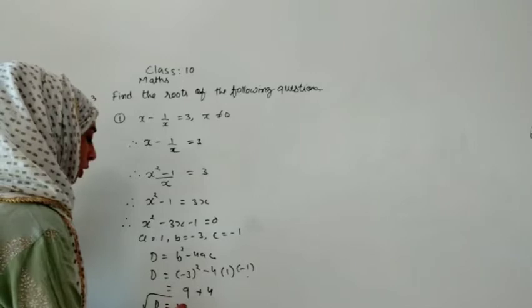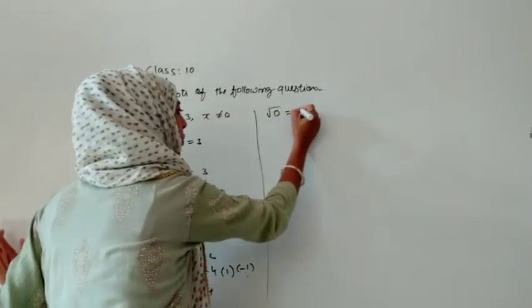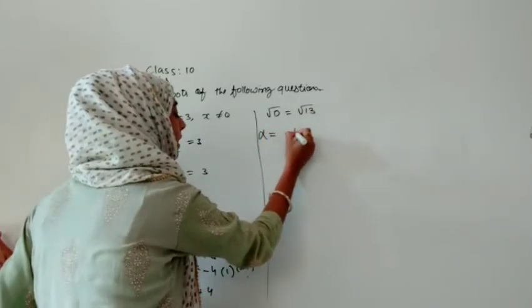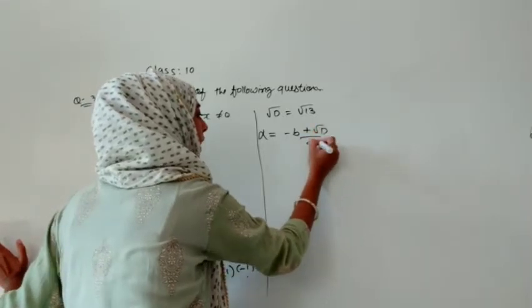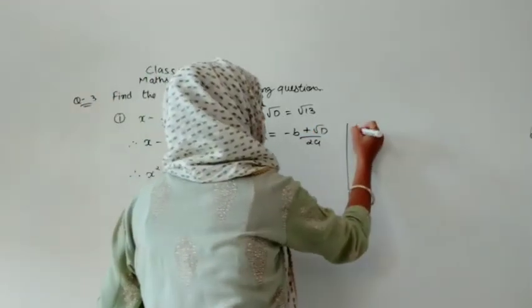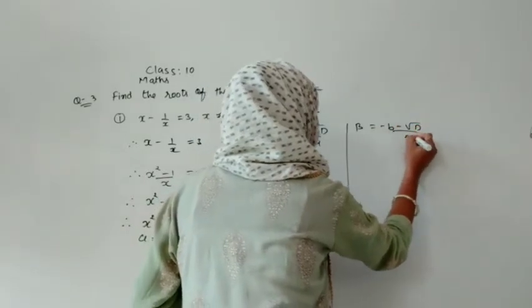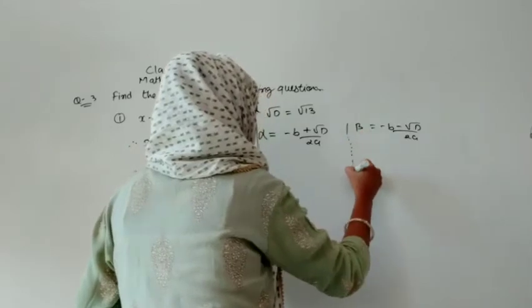Now take root on both sides. Taking root on both sides, under root d will become under root 13. Now we have to find alpha, that is minus b plus under root d by 2a. And beta will be minus b minus under root d by 2a. Here we ended. Now we just have to substitute the values.